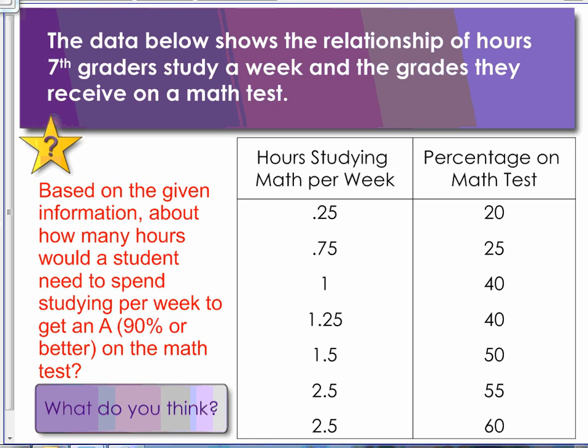Here we have an example. The data below shows the relationship of hours 7th graders study in a week and the grades they receive on a math test. In our table, we have hours studying per week, like 0.25, 0.75, 1, and so on, and then the percentage they get on a math test. These kids apparently aren't doing very well in math.